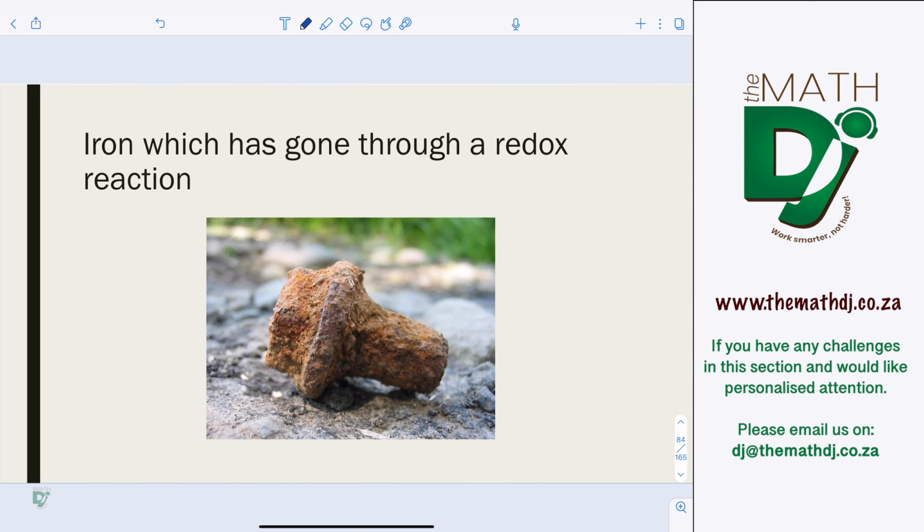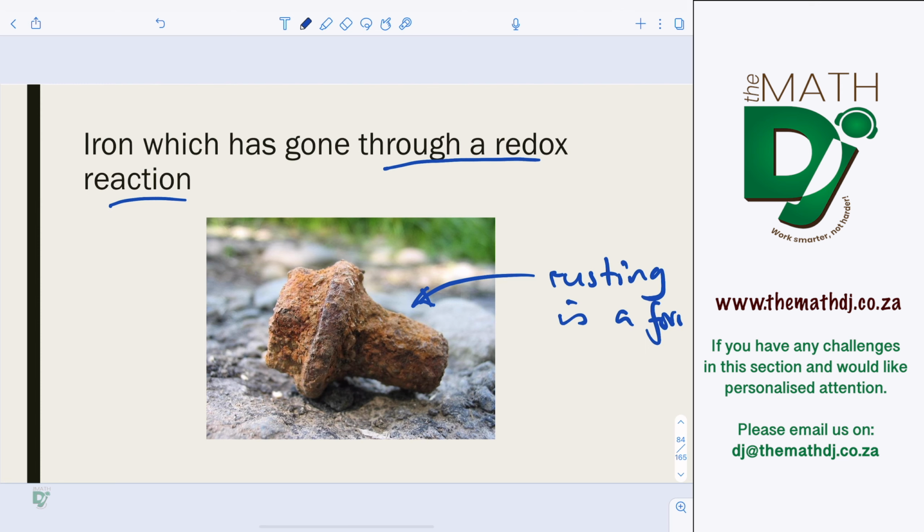So let's move on. Iron which has gone through a redox reaction. Rusting is a form of redox reaction. So remember, redox is just a simultaneous oxidation and reduction happening in the same chemical reaction.